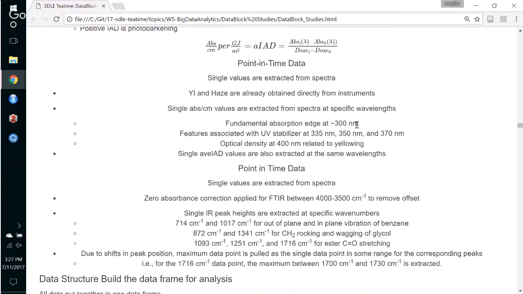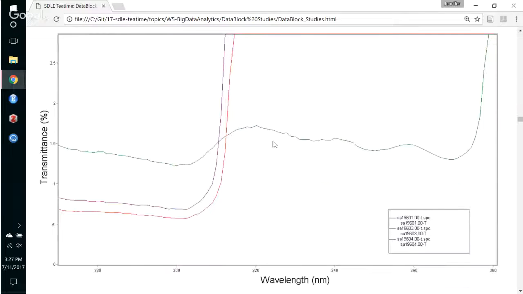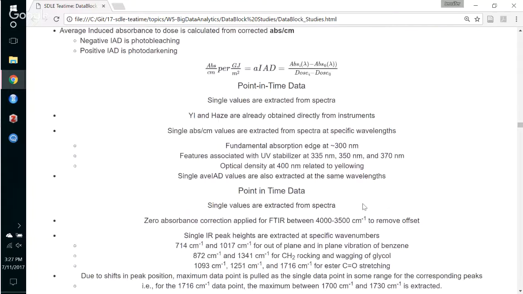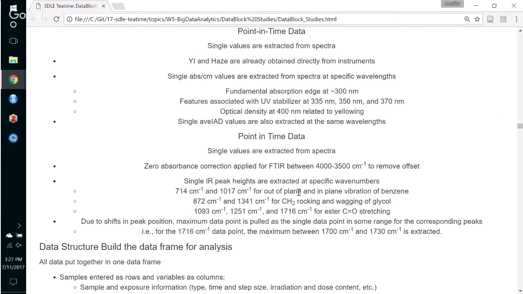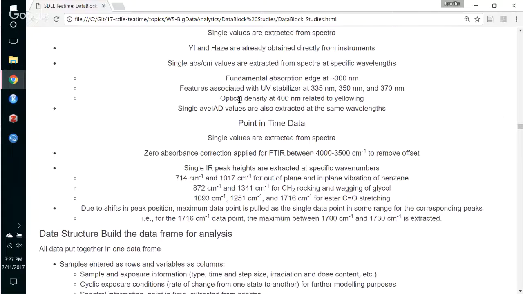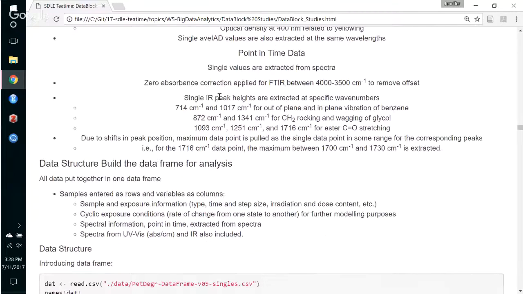So he chose the fundamental absorption edge that appears at 300 nanometers, a few features with the UV stabilizer that we're seeing here, and the optical density at 400 nanometers related to yellowing. And then from the FTIR, he's choosing various peaks that are known to be associated with chemical species that he knows are in that PET.